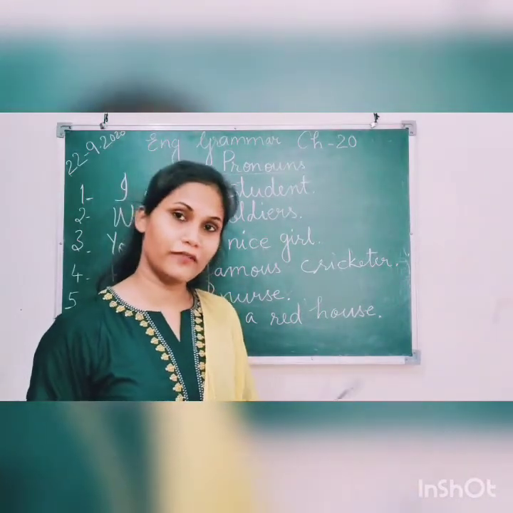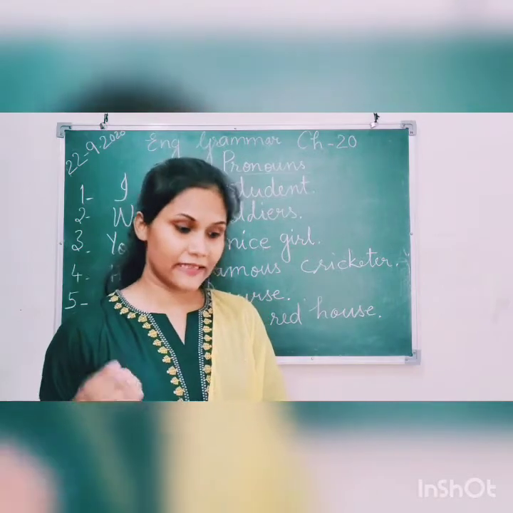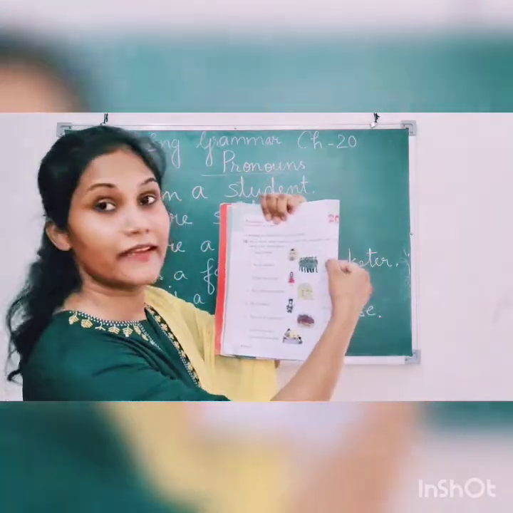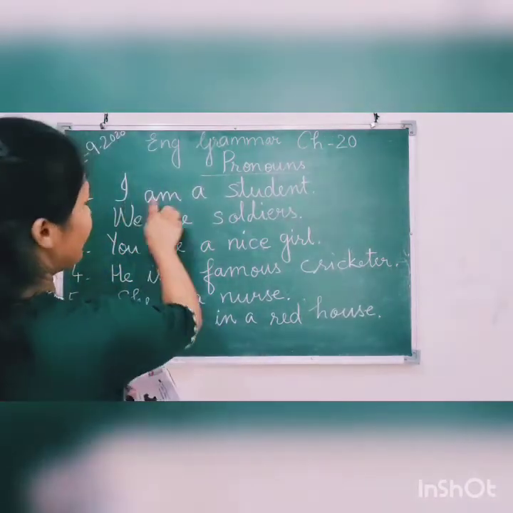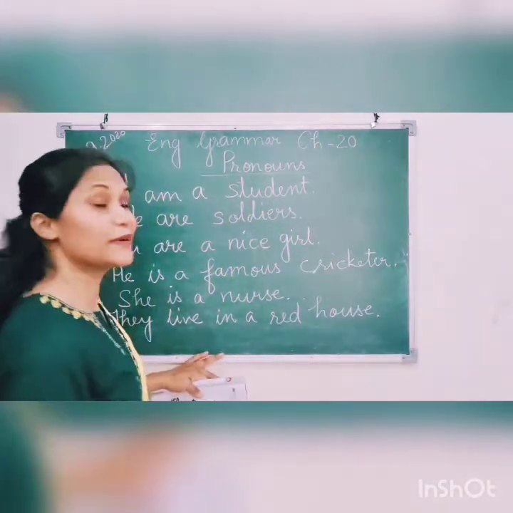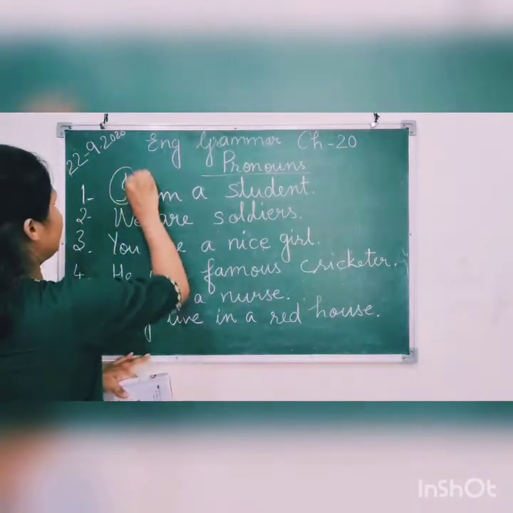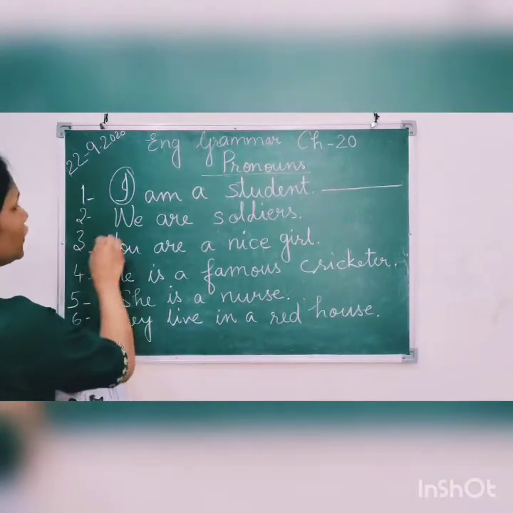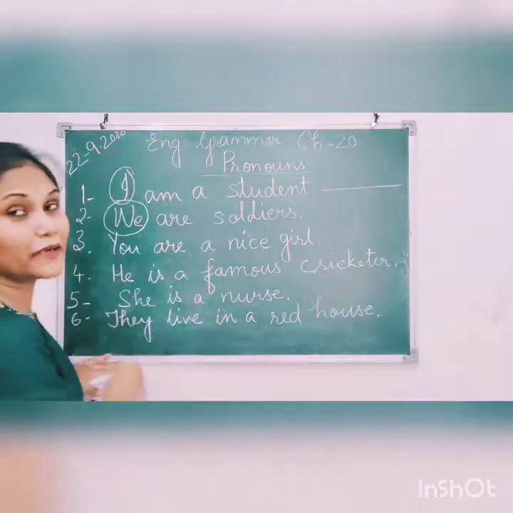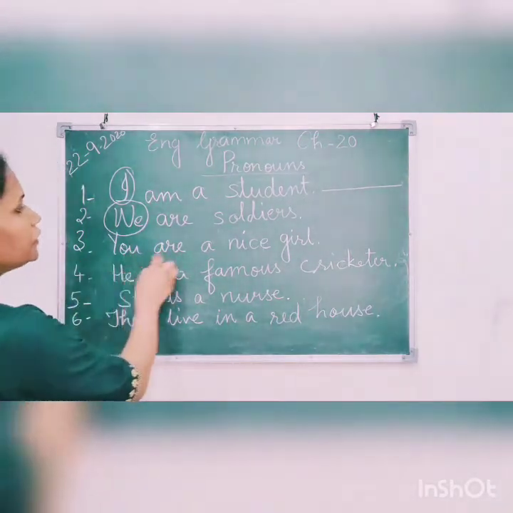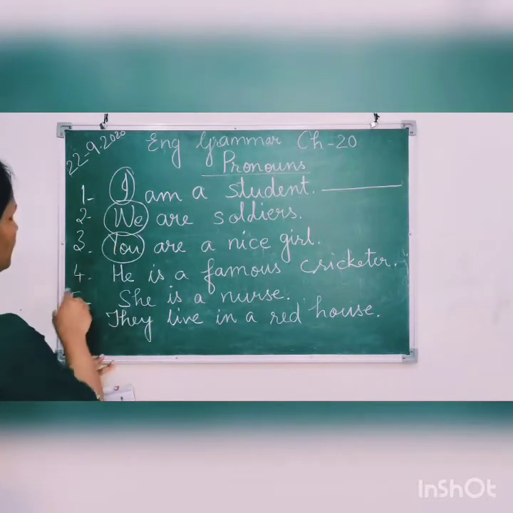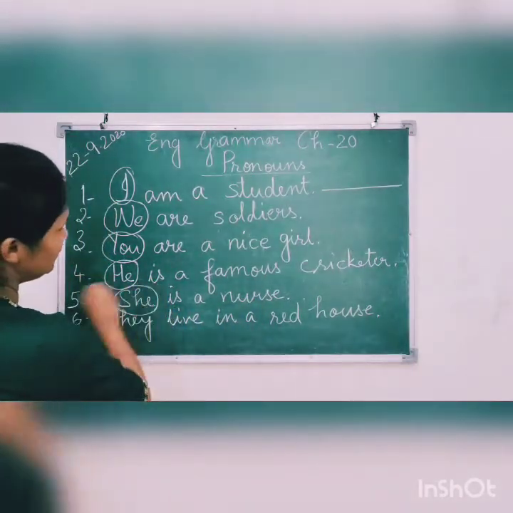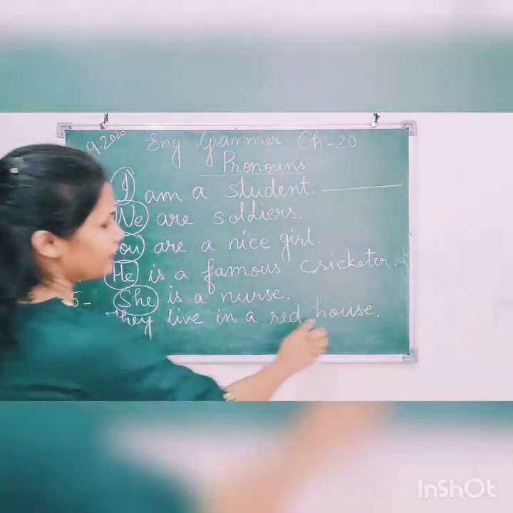Take your pencil and you all will do with me. What we have to do, see: circle the pronouns and write them in the blank spaces. See, space is given here. First here we will circle and then here you will write. So first one, I am a student. In this sentence, what is the pronoun? We already learned that, it is I. So circle I and you will write here, blank space is given there. And in the second, we are soldiers. So we is the pronoun. Circle we. Third, you are a nice girl, you. Fourth, he is the pronoun. Fifth, she is a nurse, so she is again a pronoun. Sixth one, they live in a red house.